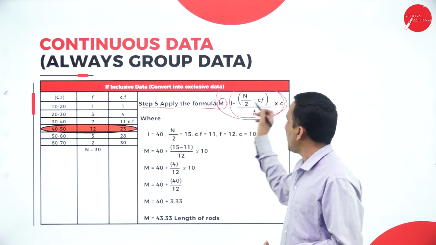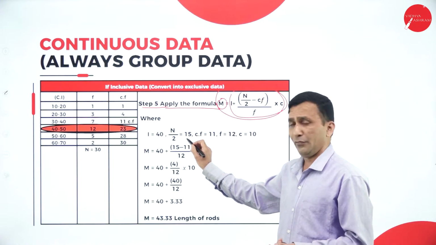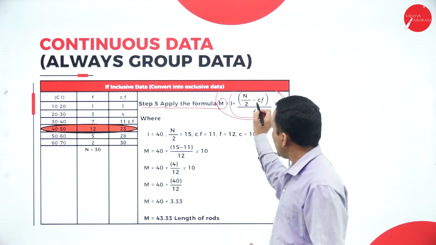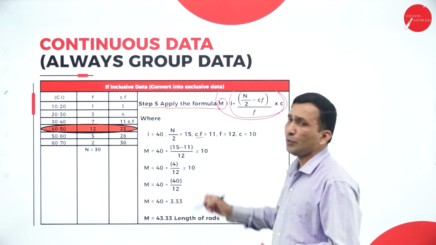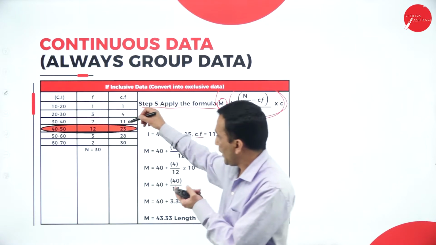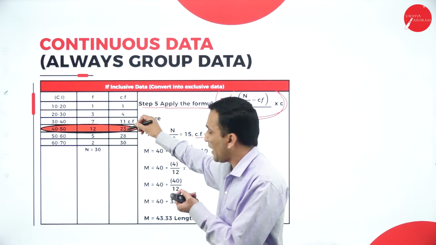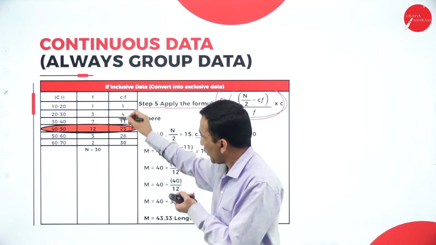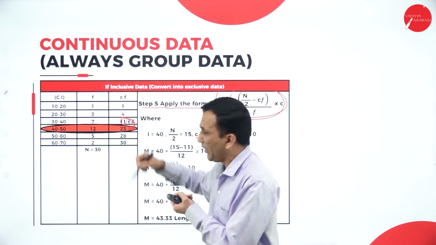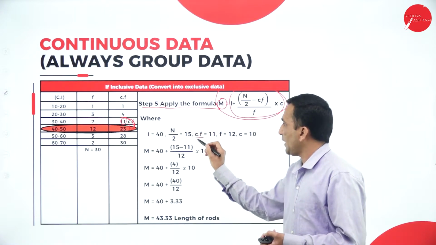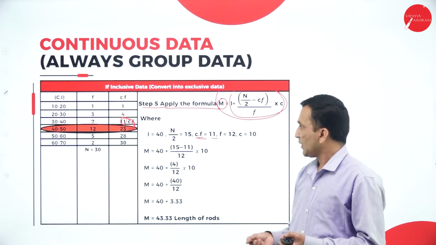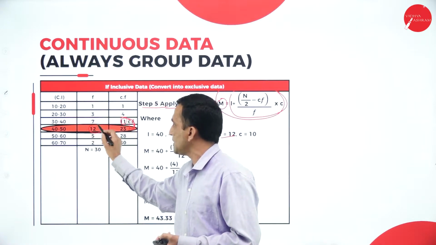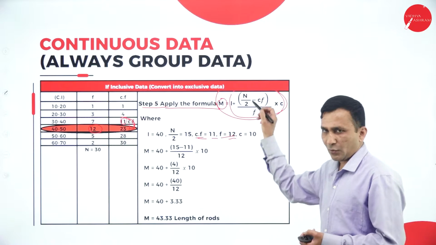Now n by 2, we have already simplified, 15. We are getting 30 divided by 2 equals 15. According to the formula, cumulative frequency is required. Cumulative frequency, you always have to remember, is the previous class value, the pre-median class. So the cumulative frequency is 11. Again, the frequency given in the median class is 12, according to the formula.